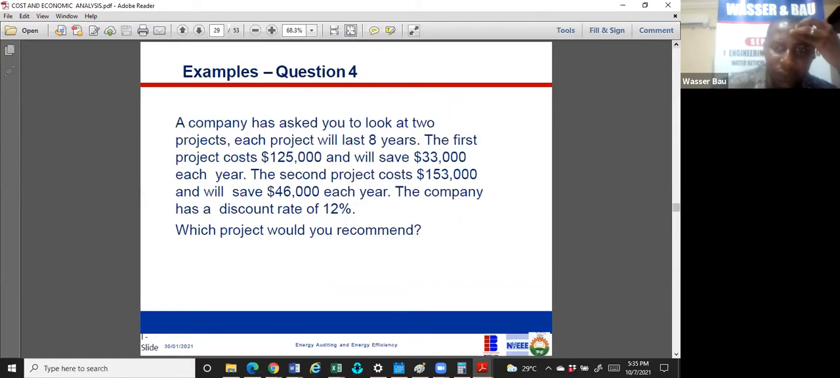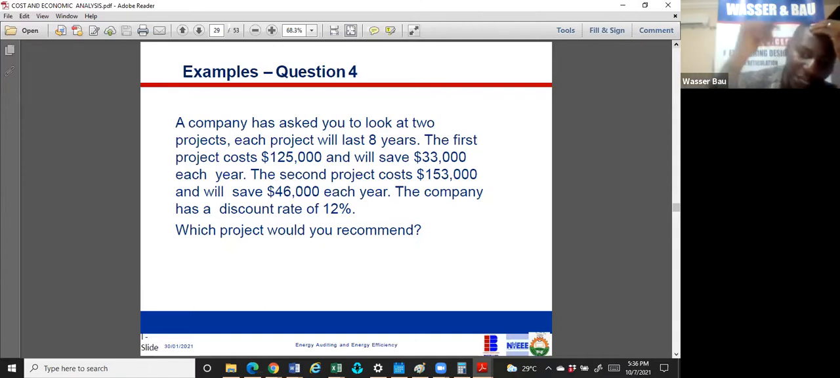Okay. Now look at this formula. Look at this one now, very, very fast. A company has asked you as a cost engineer, you have attended this course, to look at 2 projects. Each project will last 8 years. The first project cost $125,000 and will save $33,000 each year. The second project will cost $153,000 and will save $46,000 each year. The company has a discount rate of 12%. Which project will you recommend?